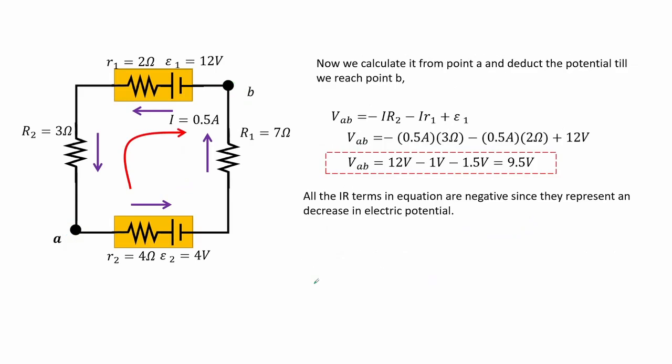Now we calculate it from point A and deduct the potential till we reach point B. We see that it is 9.5 volts also. This is expected so that the sum of these paths would be 0 by loop rule conditions. All the IR terms in the equation are negative since they represent a decrease in electric potential.